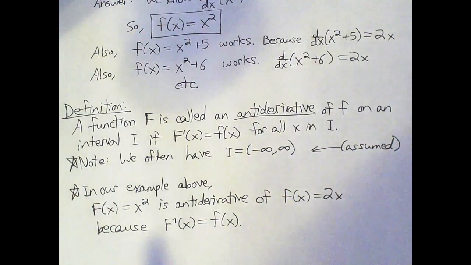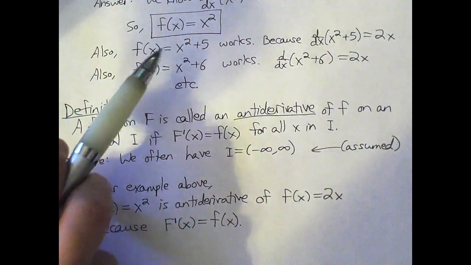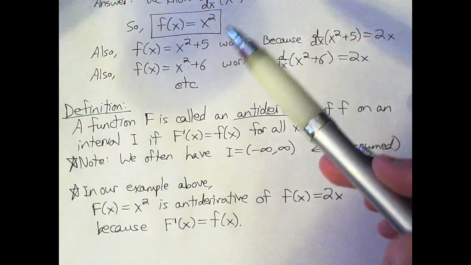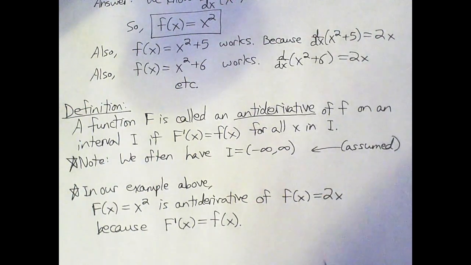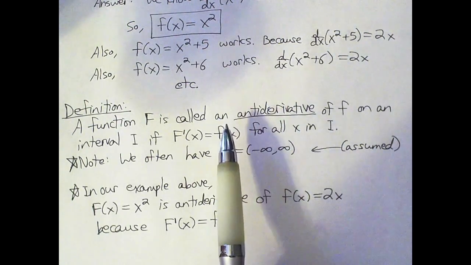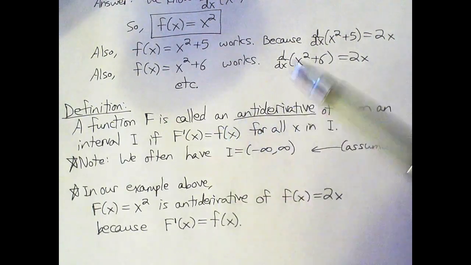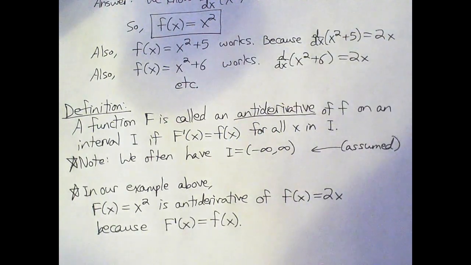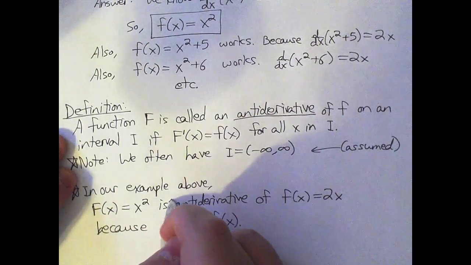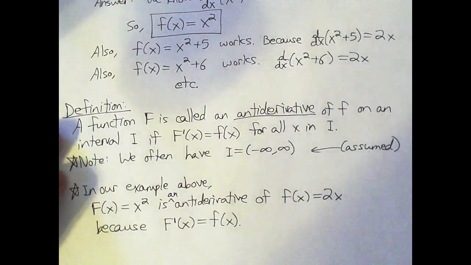Makes sense, right? We also found other antiderivatives. We also found, x squared plus 5 is an antiderivative of 2x. X squared plus 6 is an antiderivative of 2x. So that's why we say it's an antiderivative. We don't say it is the antiderivative because it seems like there's going to be more than one answer. So we say this is an antiderivative. Oh, actually, I left out that word. I meant to say an antiderivative. But yeah, there you go.